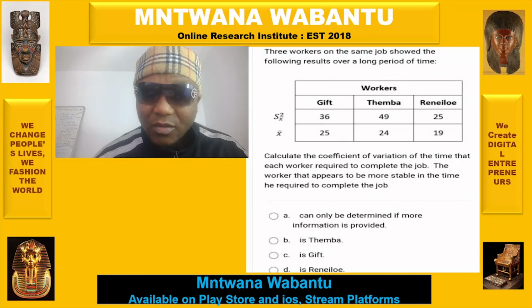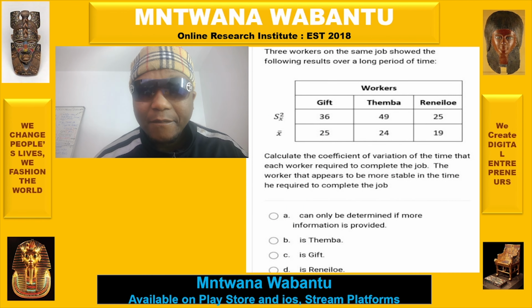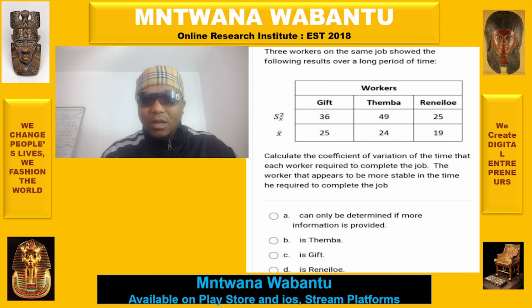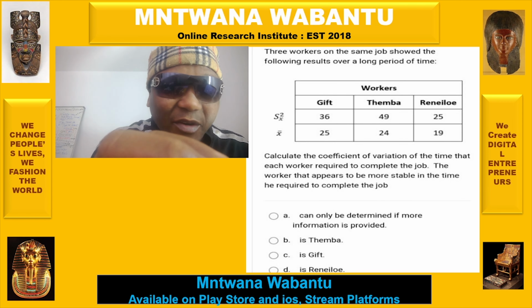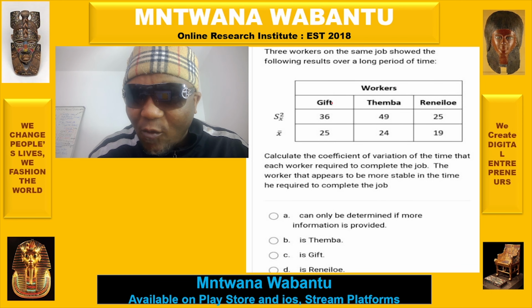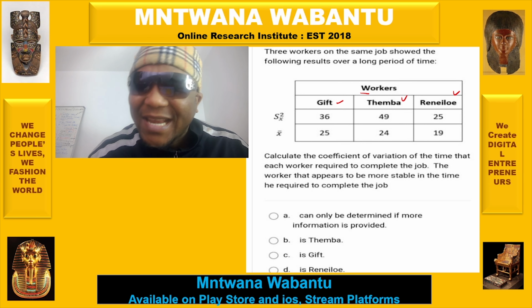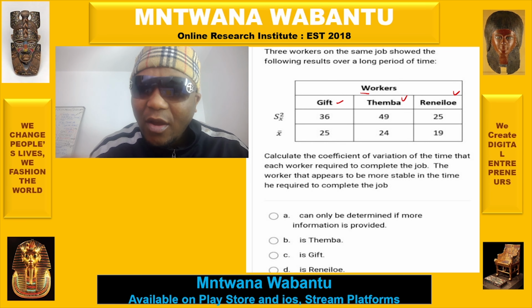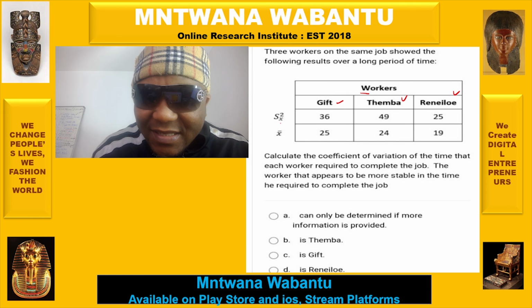Okay, so we have a question right here. The question, they say, three workers on the same job showing the following results over a long period of time. So over a long period of time, we have a result. These are workers, and the first worker is Jeff, Temba, and Renoy. Okay, so this one right here, this is standard.